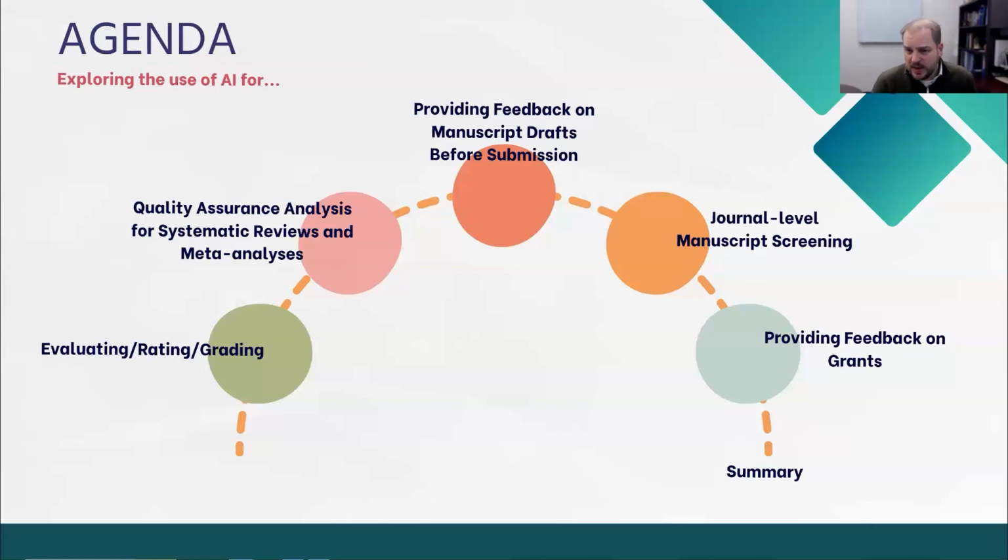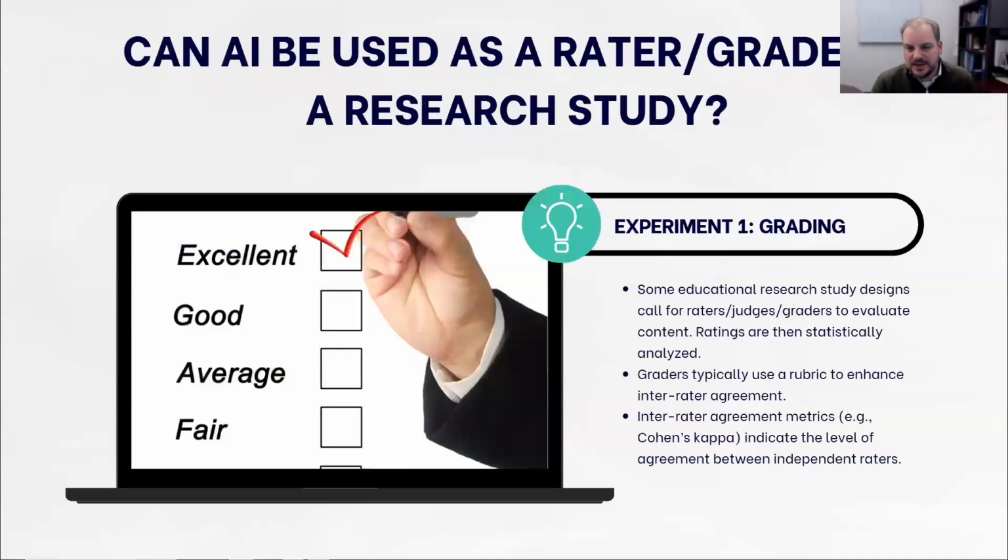Then we'll see how well AI can serve as a first reviewer. And we're also going to forecast into the future to anticipate how journals could start to implement AI manuscript screening processes. And then lastly, we'll see how well AI was able to provide feedback on an NSF grant. So we have a lot of ground to cover, so we're going to jump straight in and get right into the various experiments.